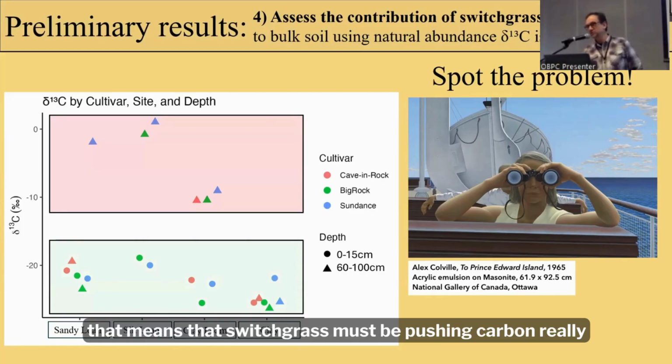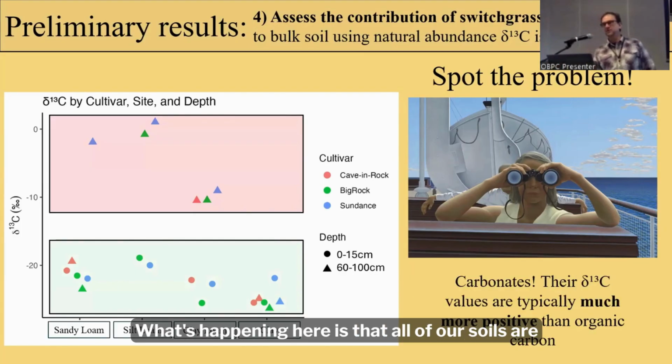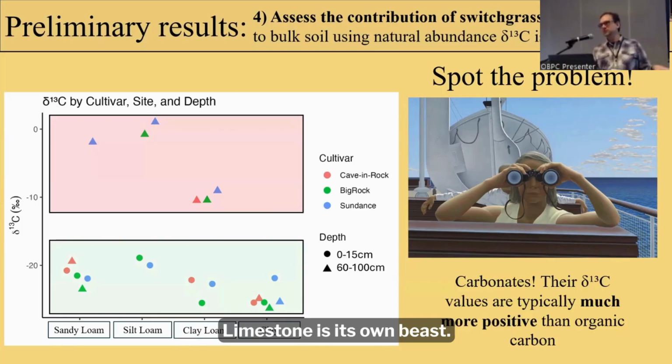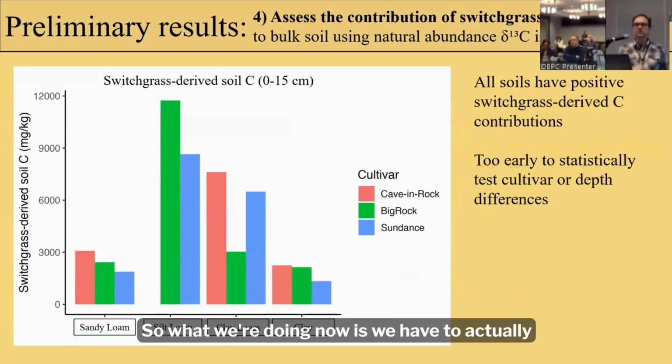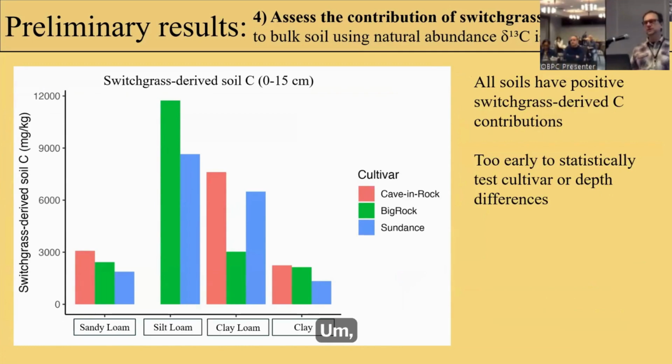What we see here is some of them are really high, and they're all the ones that are deep. Well, that means that switchgrass must be pushing carbon really deep in the profile. No, it's wrong. What's happening here is that all of our soils are calcareous, okay? You all have limestone. Limestone is its own beast. Limestone actually is highly, highly, highly enriched in this material, so it's giving us a false positive. So what we're doing now is we have to actually fumigate, get rid of that material and remeasure them.